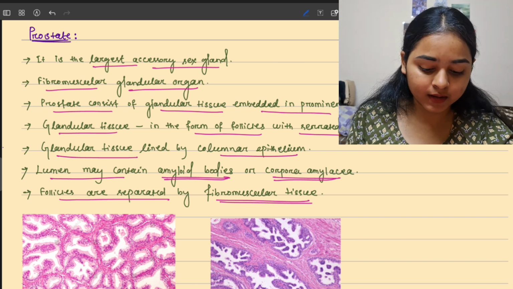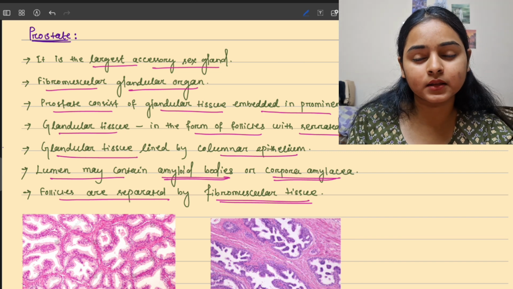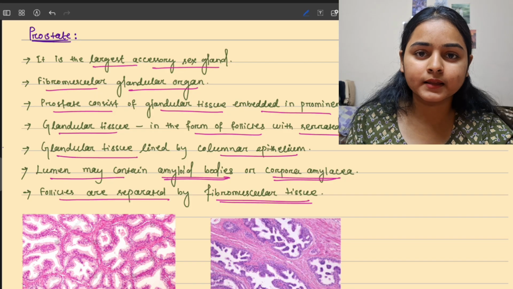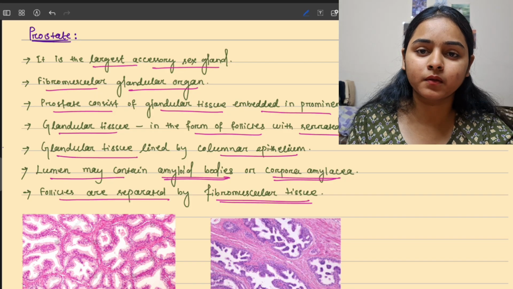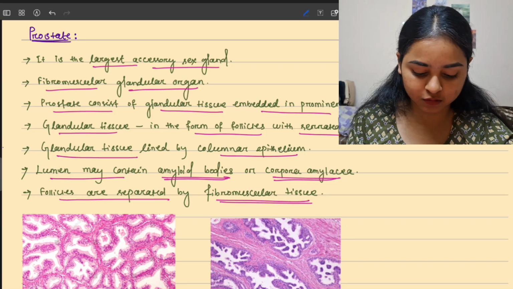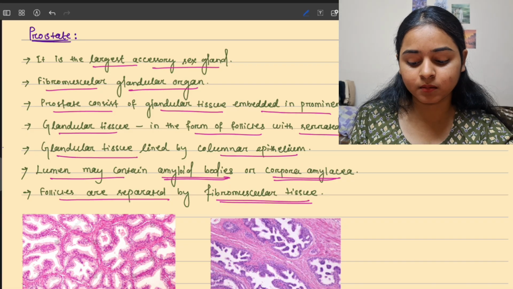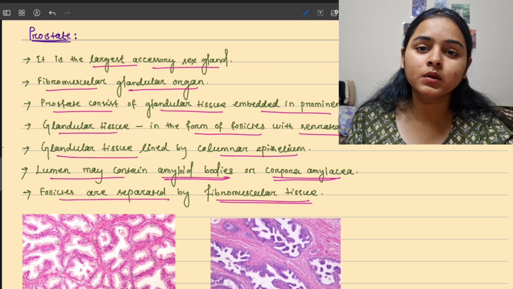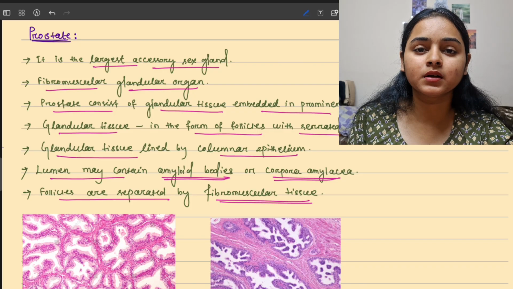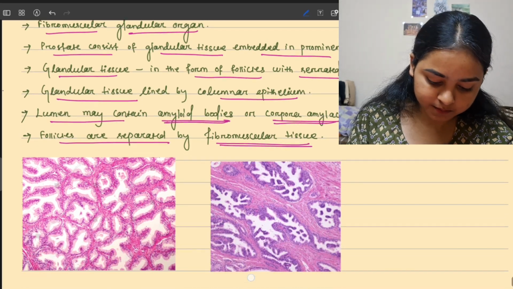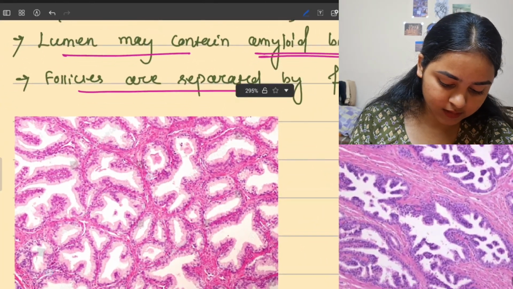You have to identify the glandular tissue and the fibromuscular stroma, and the glandular tissue is in the form of follicles with serrated edges which you can easily identify under the microscope. Okay, and the lumen contains the amyloid bodies or corpora amylacea. There may not be corpora amylacea in every lumen, but you can identify it easily. Okay, now let's come to the slide.